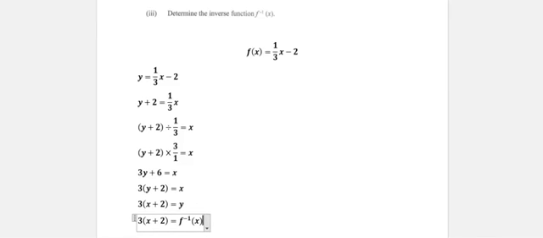So basically what you're doing, you're first making x the subject of the formula, and once you do that, you just do a switch. Wherever you see x, you write y, wherever you see y, you write x, and that is your answer for the inverse of any function which is given.